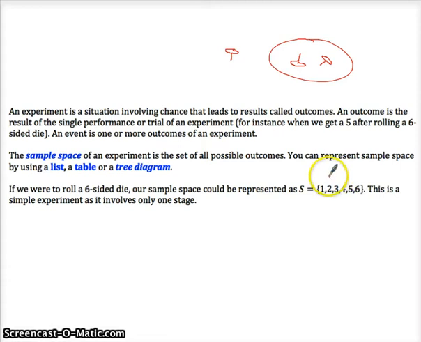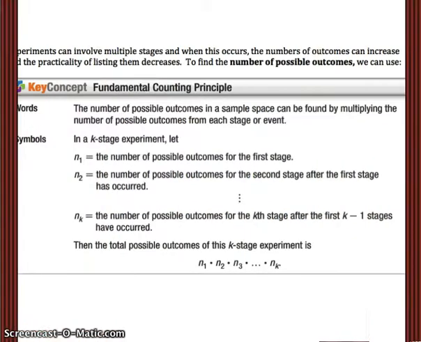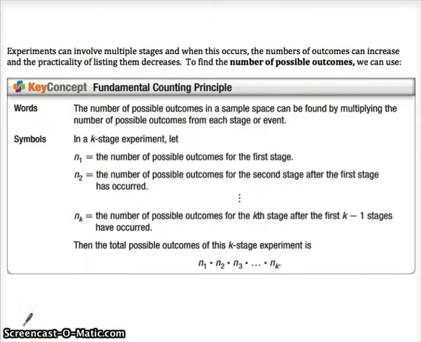Okay, you can make a list, you can make a picture, you can make a tree diagram, you can make a table. Tree diagrams are probably the newest to you at this stage. We'll do one of those today. If we were to roll a six-sided die, I said that already, and that's it. One stage. If we were to roll two dice, it gets a little more complicated. We'll get to that later for sure.